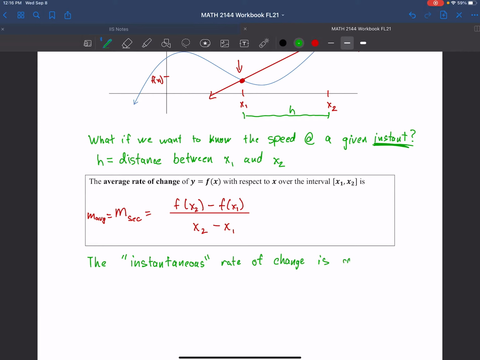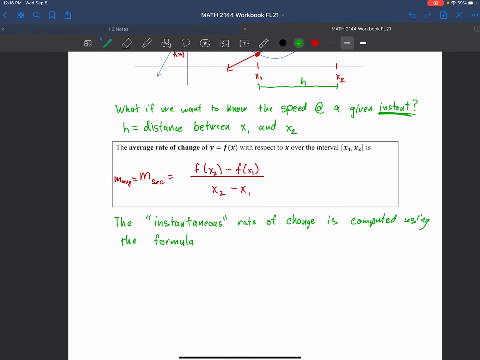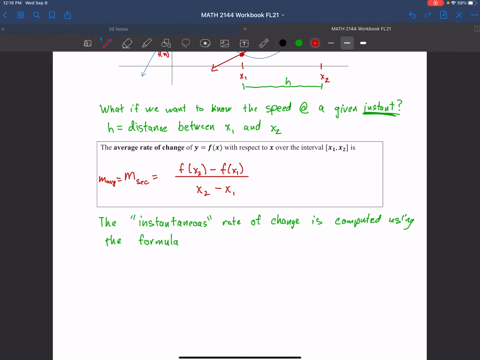is computed using the formula, and I'm about to show you what that formula is. So I'm going to derive it. Let's see what we started with. We started with f of x2 minus f of x1 divided by x2 minus x1.